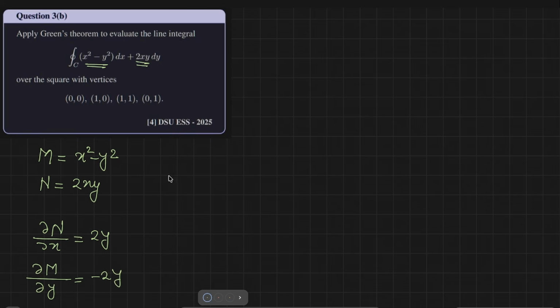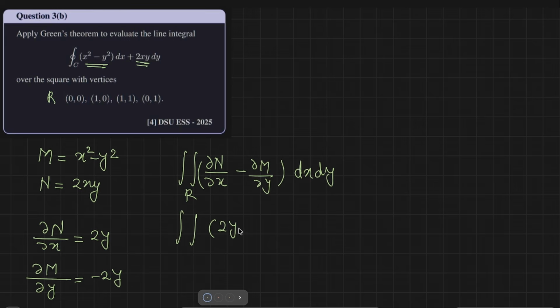When you solve this, you write down the formula: double integral of (dou N by dou x minus dou M by dou y) over the region R, dx dy. So it is basically 2y minus (minus 2y), that is plus 2y, and it is dx dy over R. The double integral over R is 4y dx dy.